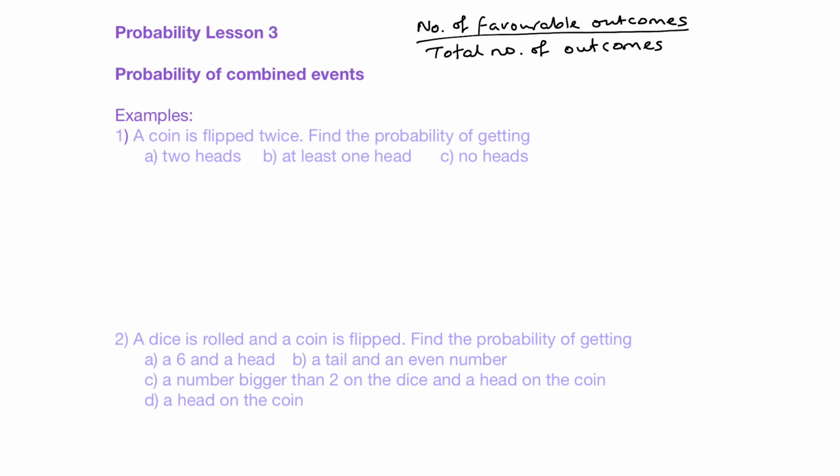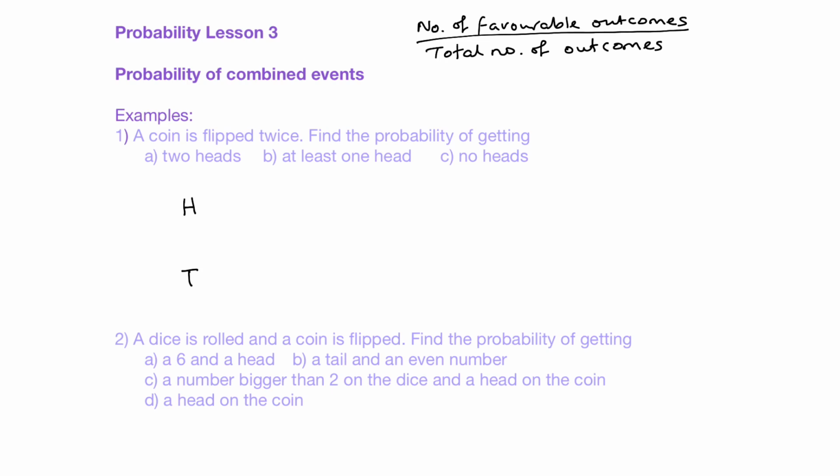Okay, so let's look at the first example. A coin is flipped twice. Find the probability of getting A, 2 heads, B, at least 1 head, and C, no heads. Okay, so to be able to do this, we need to work out how many different things can happen. So when we flip the first coin, we either get a head or we get a tail. Okay? When we flip the second coin, we either get a head or we get a tail.